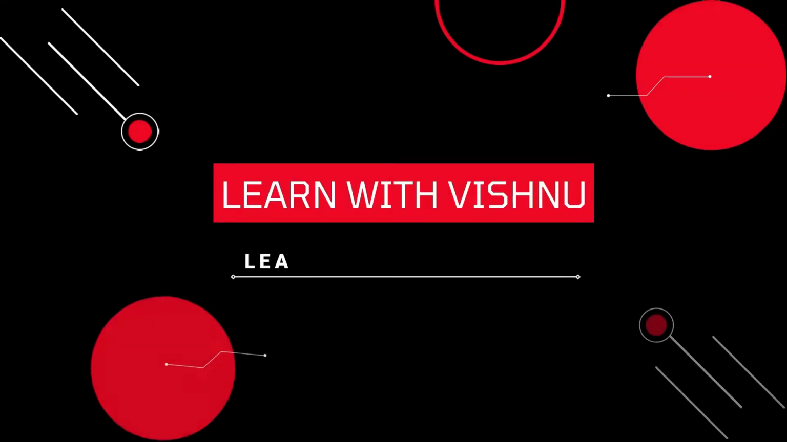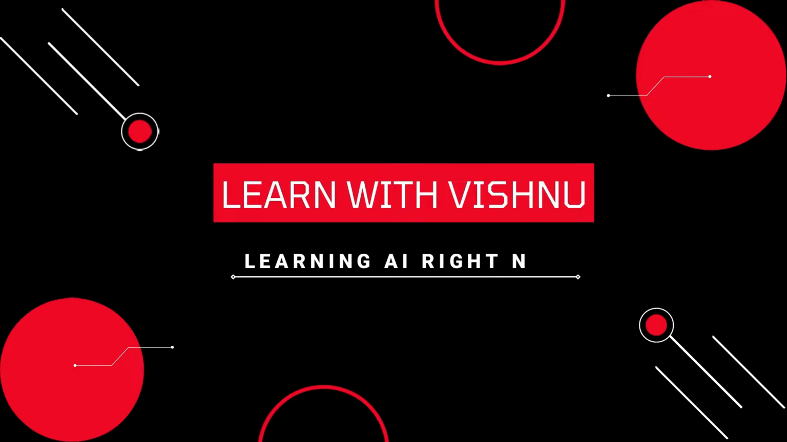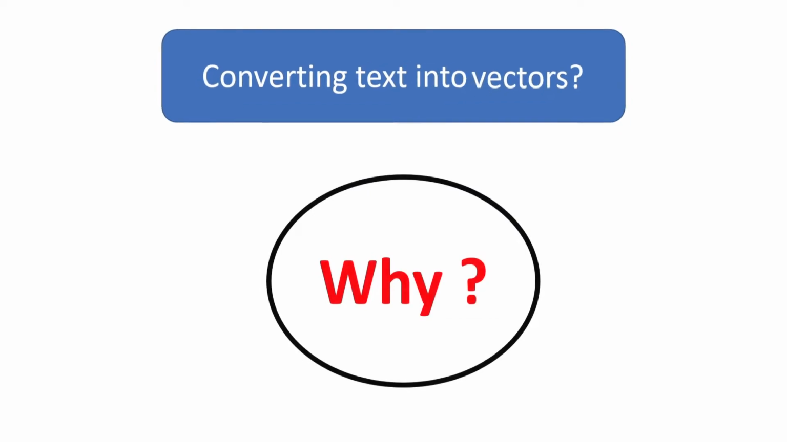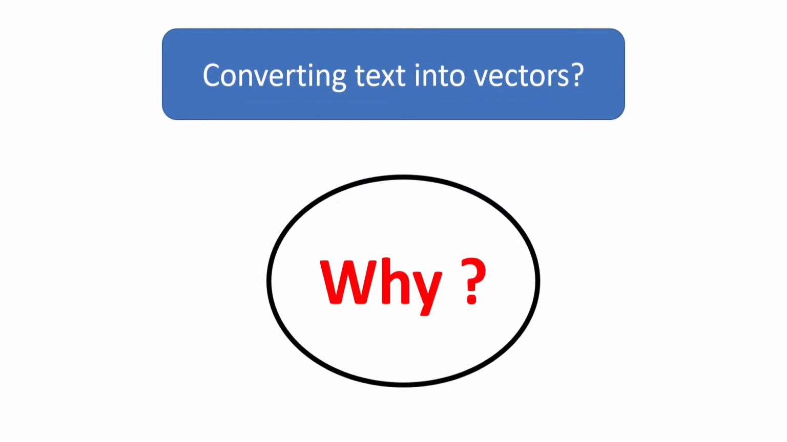So far, we have learned to clean the text. Now, let's see why we need to convert text into vectors and how to do that. Let's begin. First, let's see why we need to convert text into vectors.